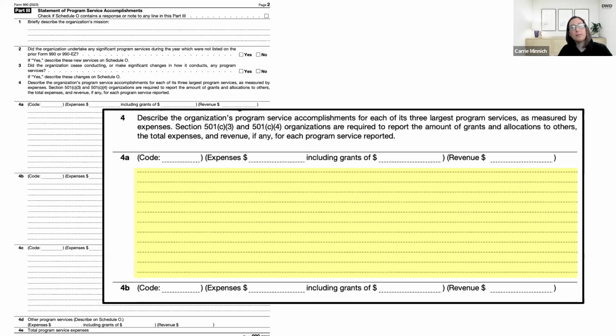Maybe have your marketing person or development person look at it and add wording to it. Because again, this is open to public inspection. Your 990 may be the only thing that some people see of your organization. So whatever they read on your 990 is all that they know about your organization. So it's a really good opportunity to provide some advertising, marketing about what your organization does.